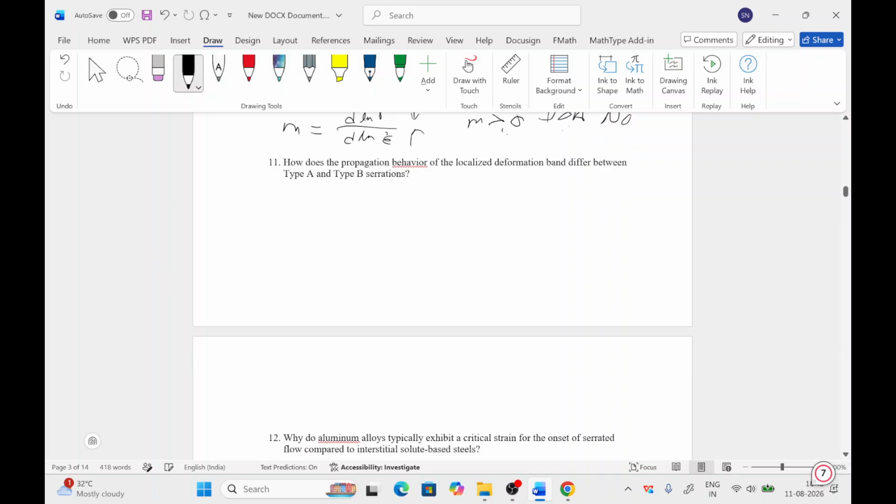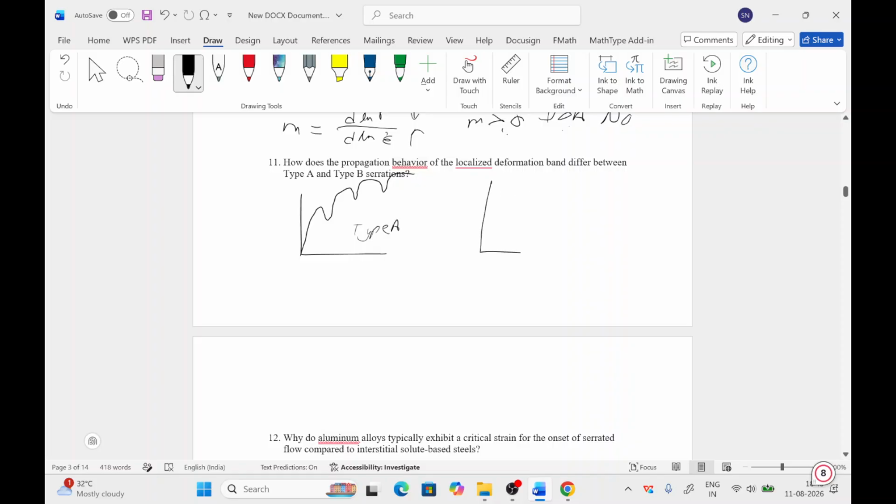Next question is, how does the propagation behavior of the localized deformation band differ between type A and type B serrations? So the serrated flow is also of three types. First is type A, which means the stress is increasing step by step, and this serrated flow occurs at higher stress level. So this is type A.